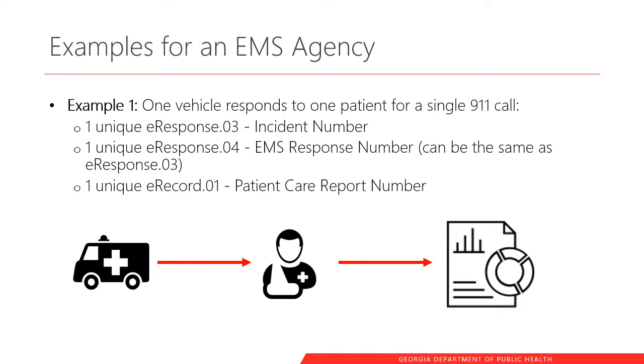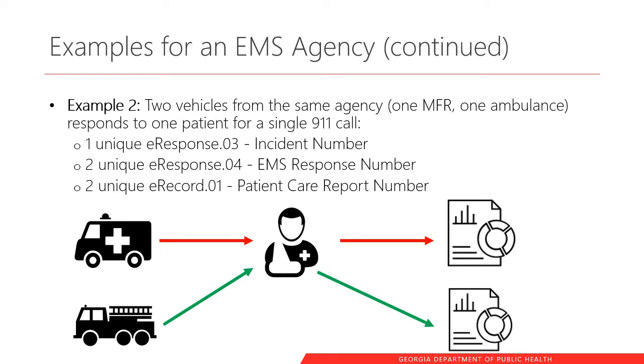Okay, so one vehicle, one patient care report. There's one unique incident response number, and one unique EMS response number, which can be the same as the incident number. In fact, we've had agencies ask whether those two numbers can be the same, and absolutely, they can. Again, just don't put the patient's name in there. And then there's one unique patient care report number. So that's one example.